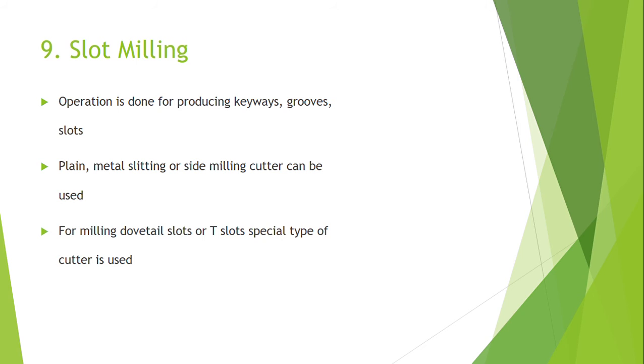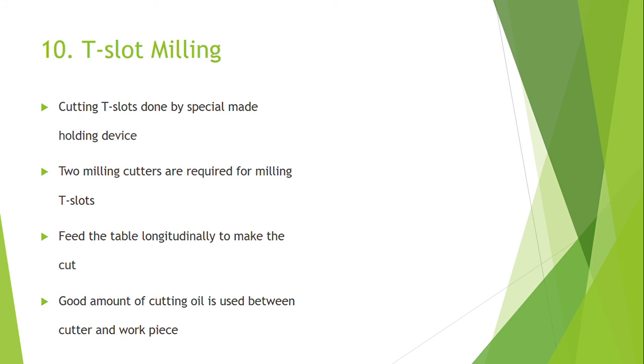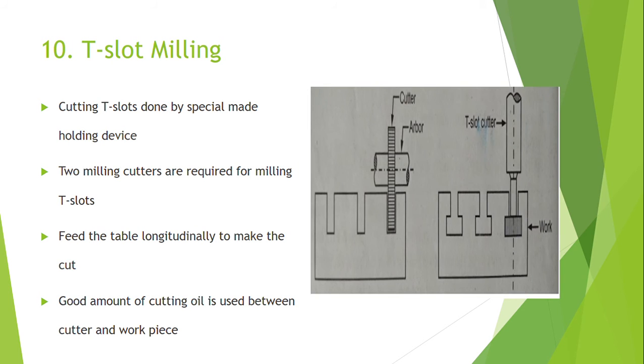Closed slots are produced by using end milling cutters. For milling dovetail slots or T-slots, a special type of cutter is used. This operation is performed in 2 steps. First, using an end mill or plain mill cutter, plain slots are produced. The T-slot cutter is then used to enlarge the face at the bottom of the slots. Next is the T-slot. You can see in this figure the cutting of a T-slot in a workpiece holding device in a typical milling operation.